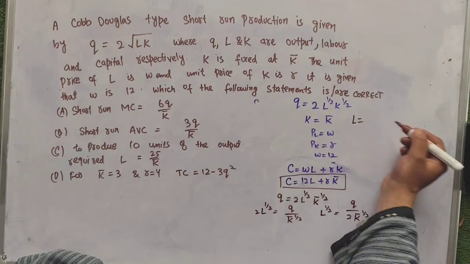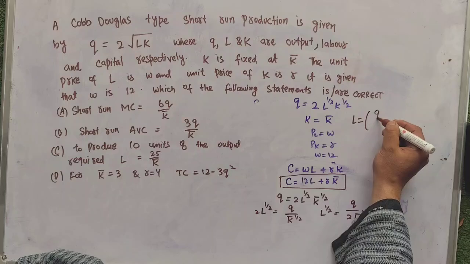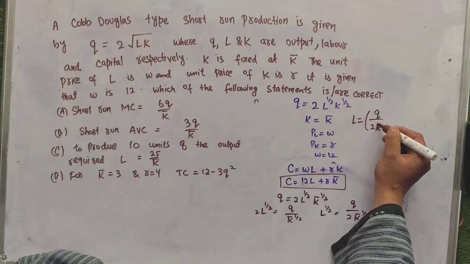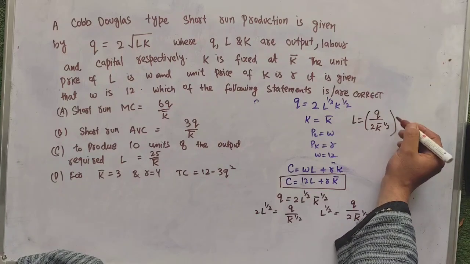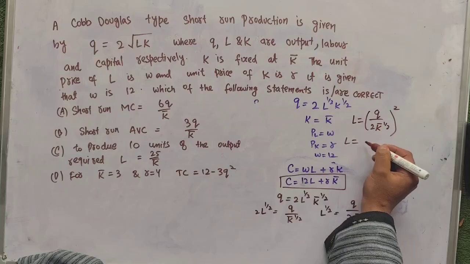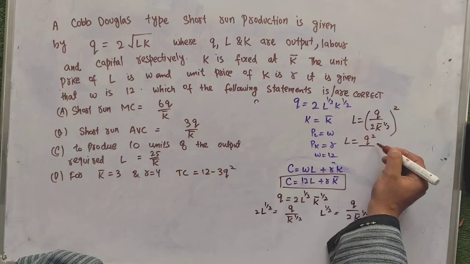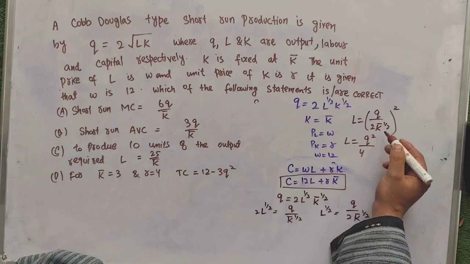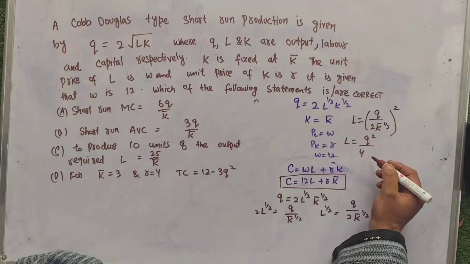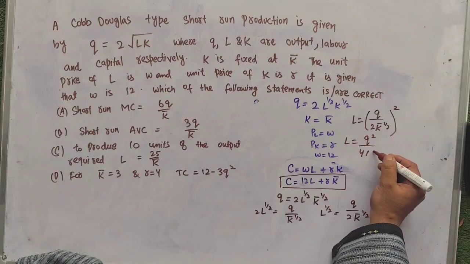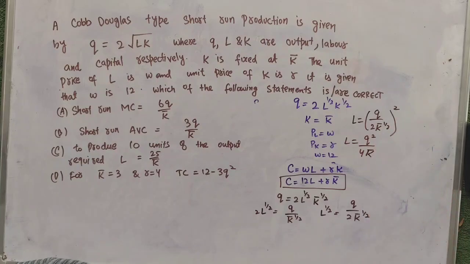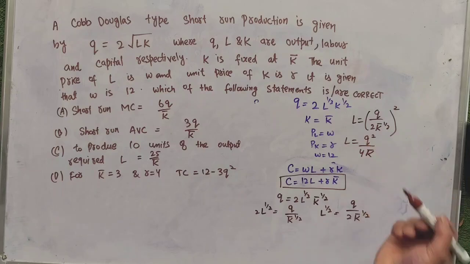So L will be equal to Q divided by twice K bar raised to the power 1/2, whole square, or L will be equal to Q square divided by 2 to the power 4, and here 2 and 2 get cancelled, so we get 4K. This is our demand for labor.